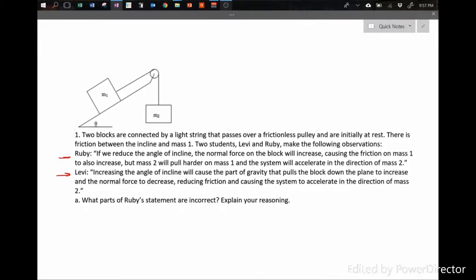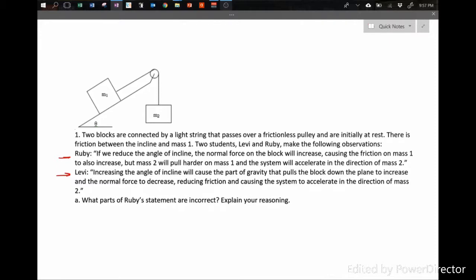So let's look at this problem. We have two blocks, M1 and M2, connected by a light string that passes over a frictionless pulley, and these things are initially at rest. There's friction between the incline and mass 1, and two students make the following observations or predictions. Ruby says, if we reduce the angle of the incline, the normal force on the block will increase, causing the friction on mass 1 to also increase, but mass 2 will pull harder on mass 1, and the system will accelerate in the direction of mass 2.